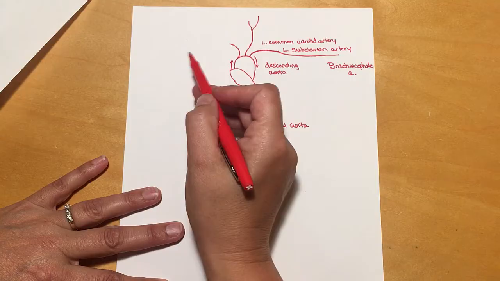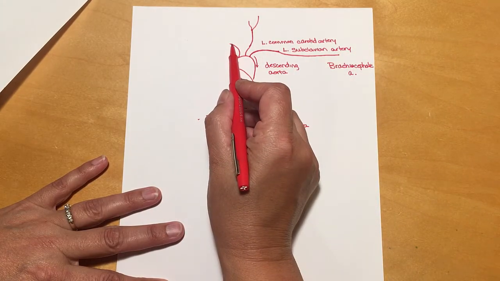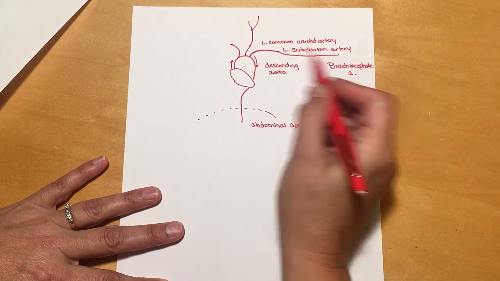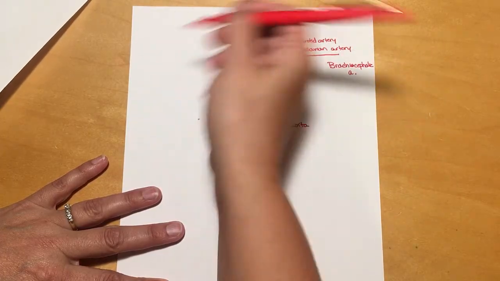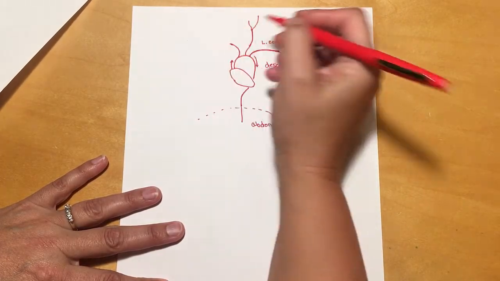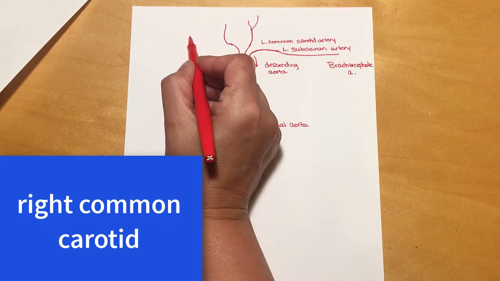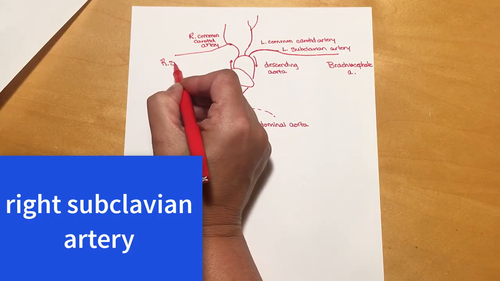Now you might be wondering, well, what about the right arm? Remember our right brachiocephalic artery right here? It's not actually called the right brachiocephalic. There's no left brachiocephalic. So we just call it the brachiocephalic, but it does go to the right side of the body. And it actually branches into the right common carotid and the right subclavian artery.